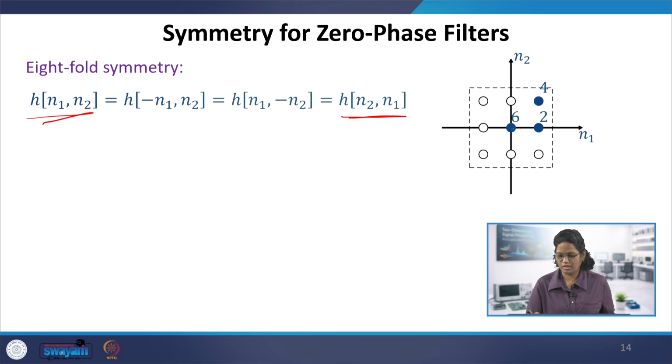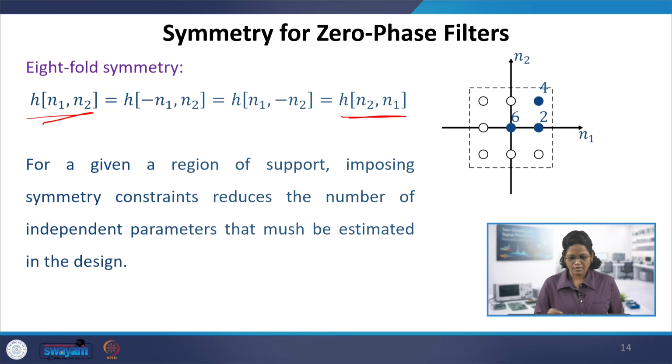Apart from that, this is only having the 3 independent terms for the 3 by 3 case. So we can see that if we find only 2 or 3 terms, then the remaining terms are known for this h of n1 comma n2 region of support in this case. So this symmetry property helps in the easiest way of estimating the number of coefficients, which is less for the design. If we impose the symmetry constraints, it reduces the number of independent parameters that must be estimated in the design.